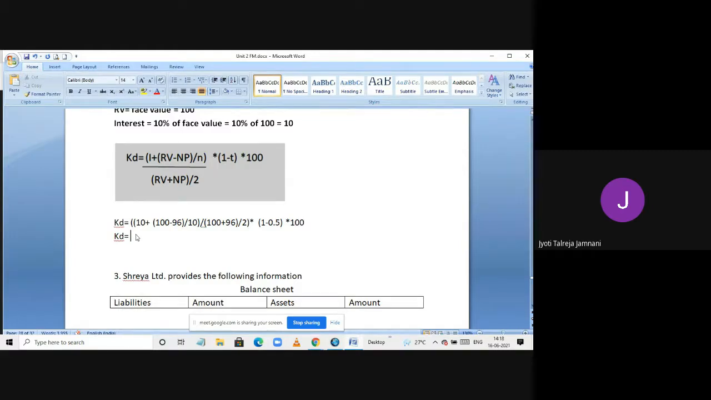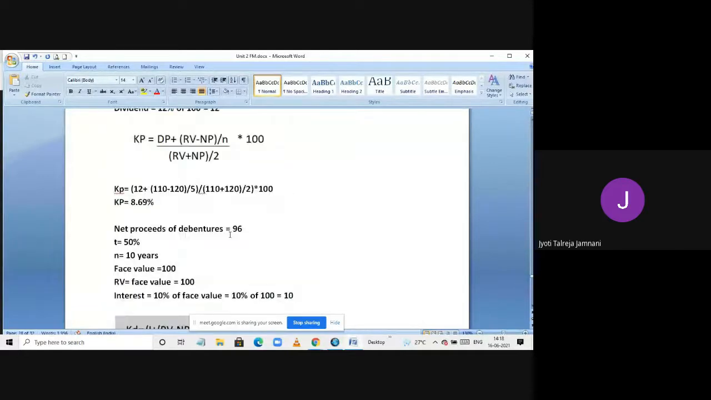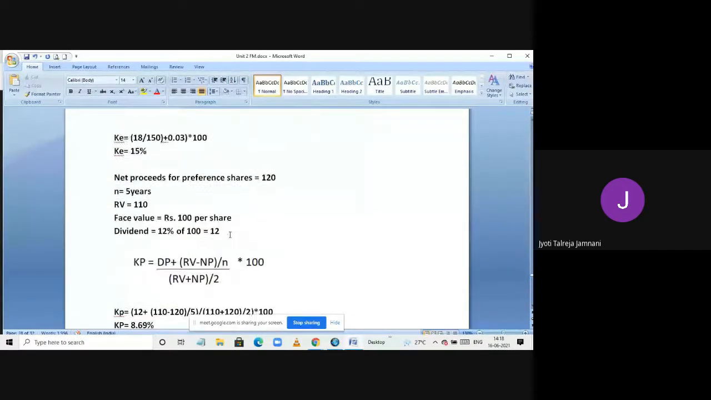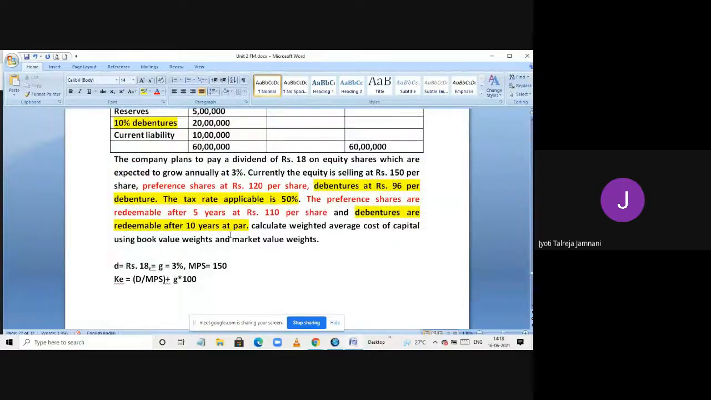5.30. Yes, ma'am, 5.306. Take it as 5.30, ma'am. 5.30% is the cost of debt. Now just look, all of you, cost of debt we have finished, cost of preference we have finished, and cost of equity we have finished.